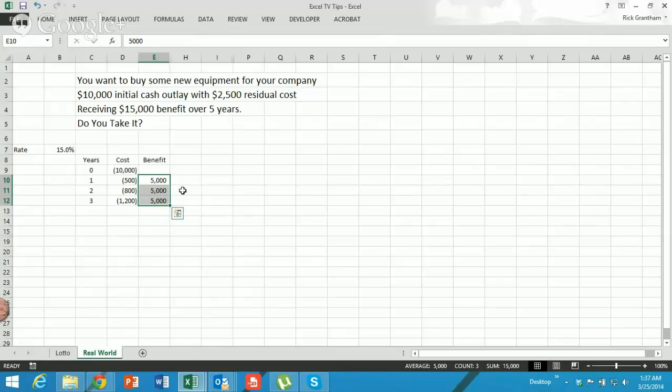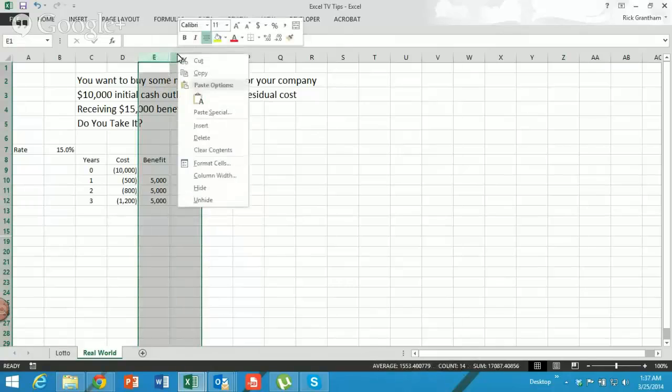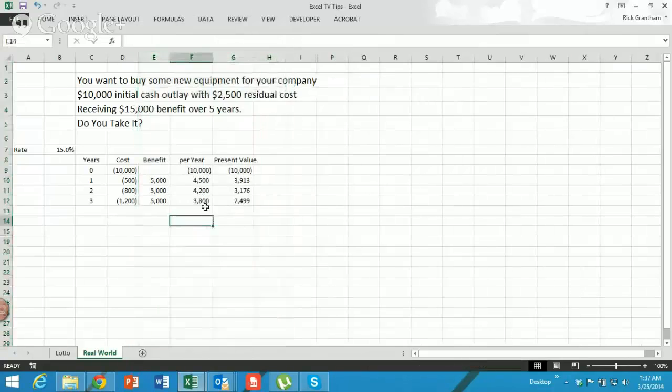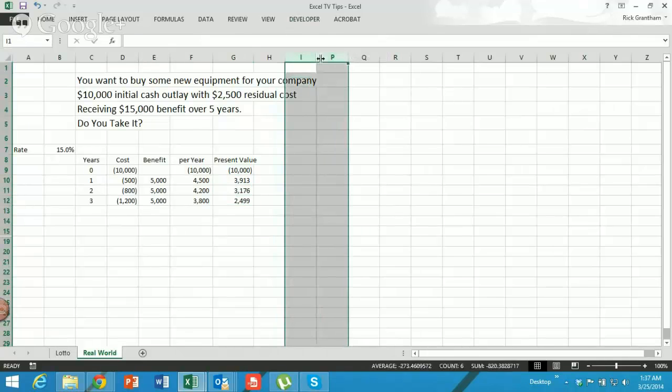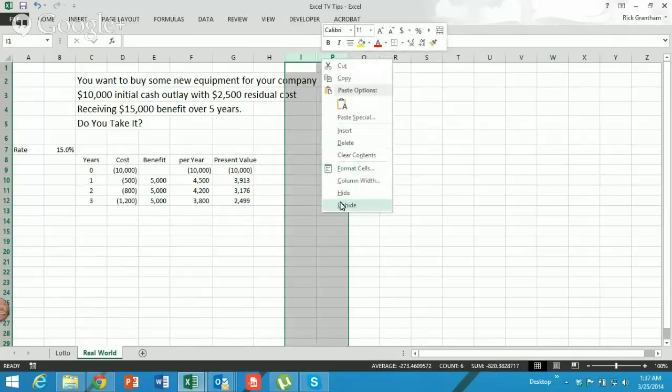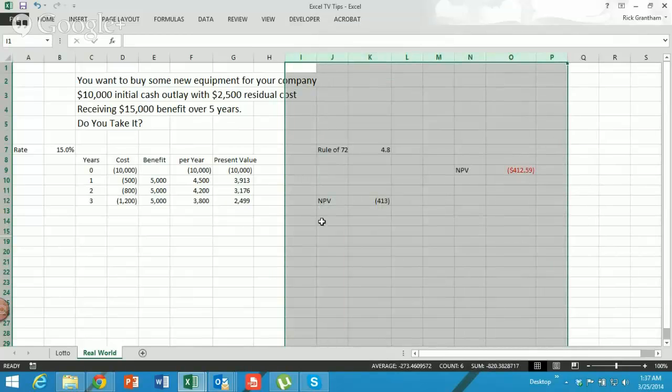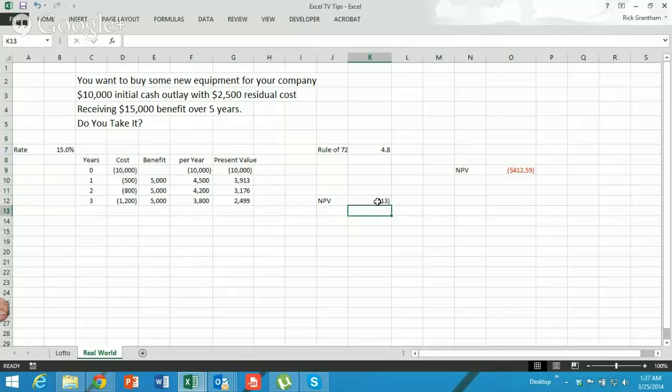So is this a good deal or not? Well, let's take a look at some of the math. Well, first off, we have to take both of our costs, or our cash outlay, plus our benefits, and figure out what that means year over year. And as we did earlier, we could do our present value based on 15%. So let's unhide here. Rule of 72. So right now, this is a negative number.